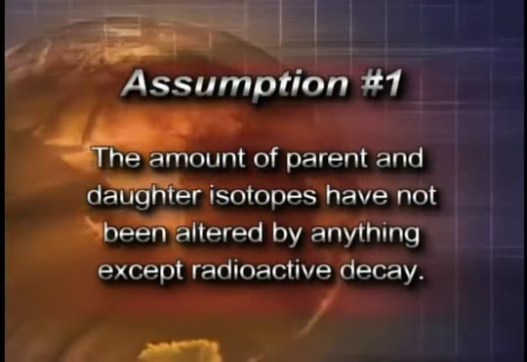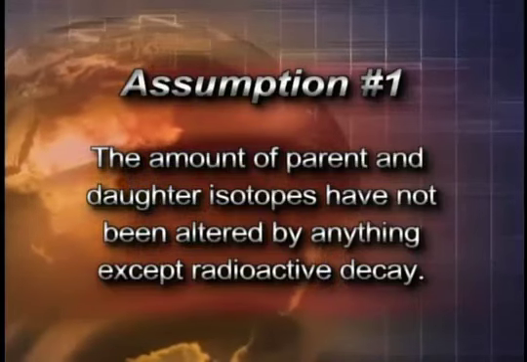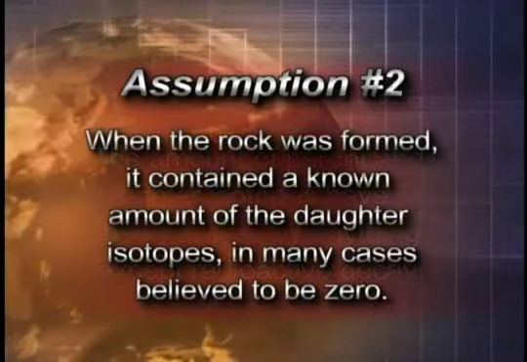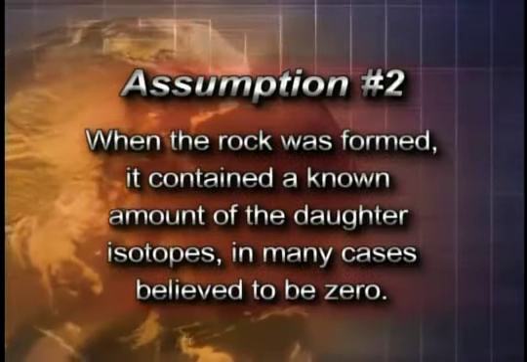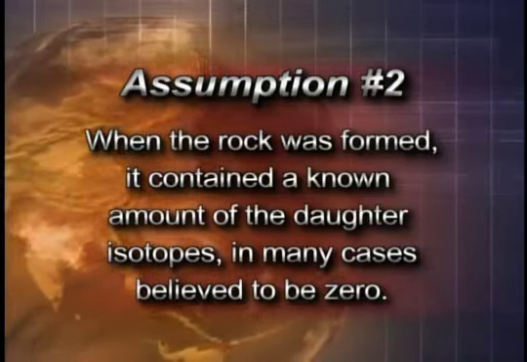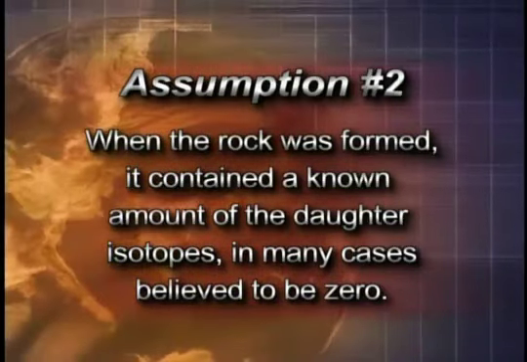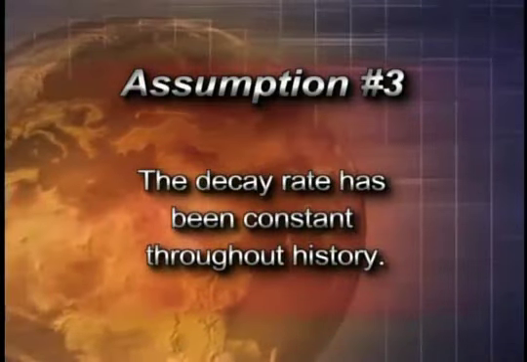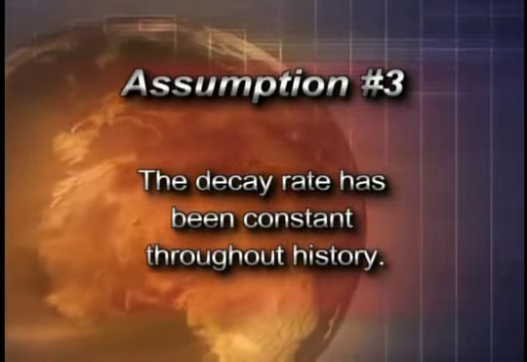However, creationists have pointed out that this straightforward dating concept is unreliable because it's based on three unprovable and questionable assumptions. First, it assumes that the amount of parent and daughter isotopes have not been altered by anything except radioactive decay. Second, it assumes that when the rock was formed, it contained a known amount of the daughter isotopes, in many cases believed to be zero. And third, and finally, it assumes that the decay rate has been constant throughout history.